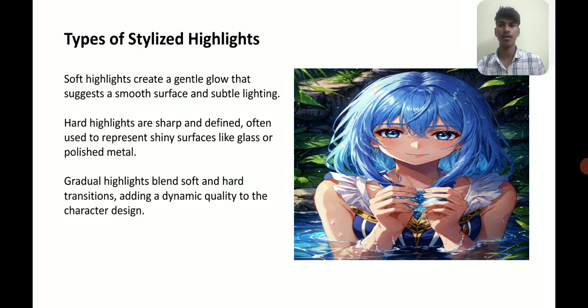Which means there are three types of stylized highlights. Number one, soft highlights, which are used to create a gentle glow and suggest a smooth surface. The second one is hard highlights, which are very important for shiny surfaces like glass and polished metal. And the last one is gradual highlights, which are used for the transitions, adding a dynamic quality to character design.